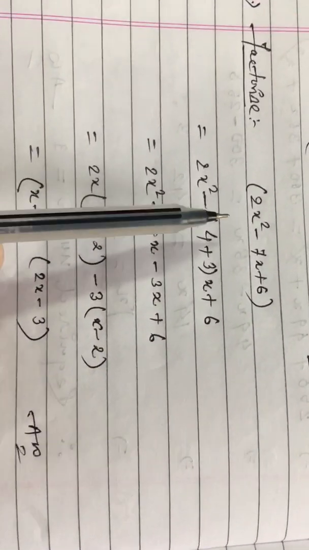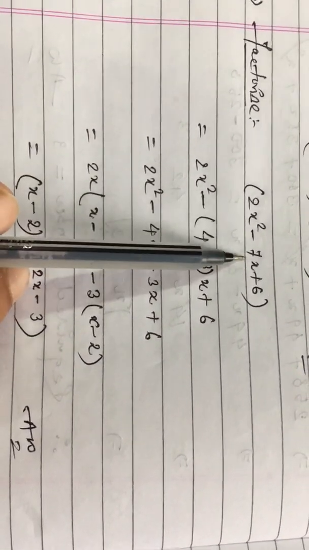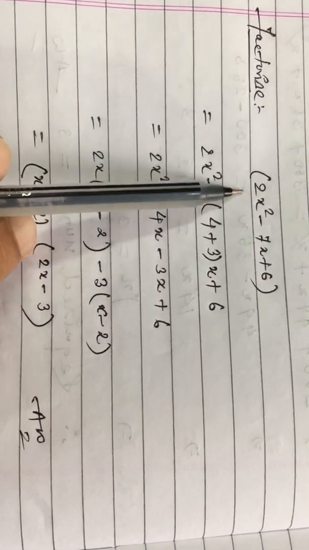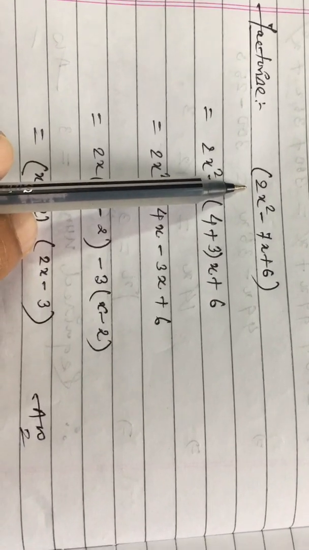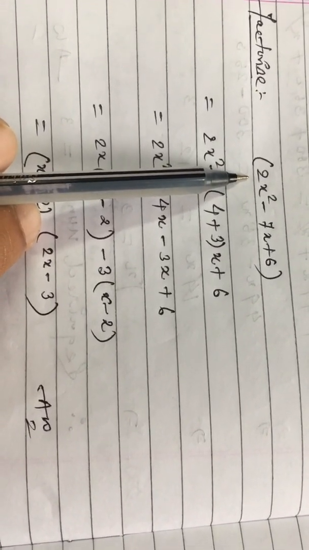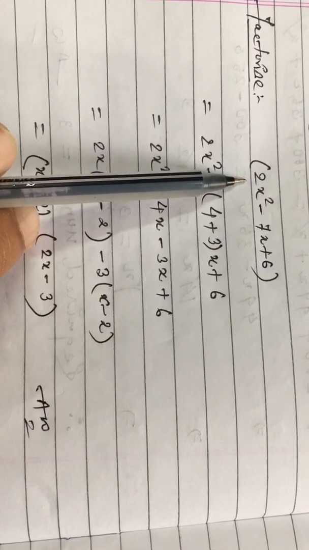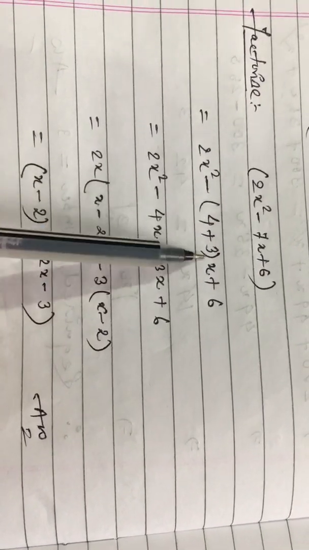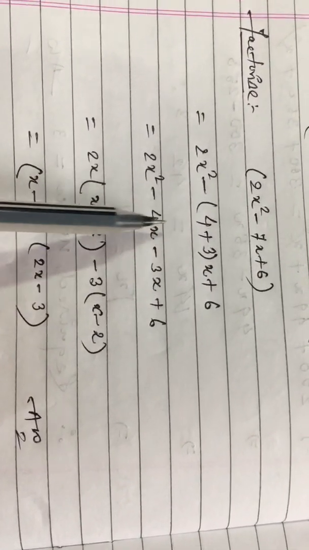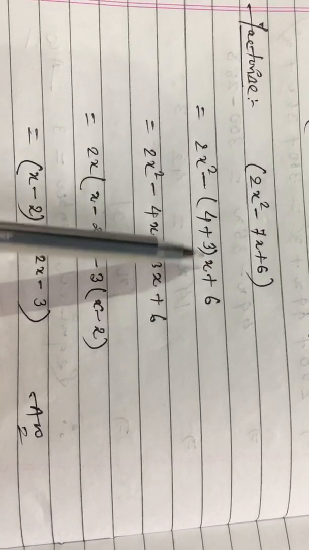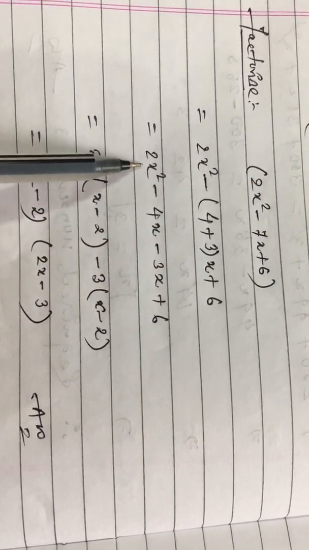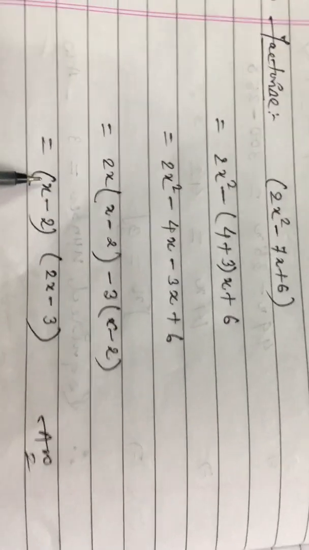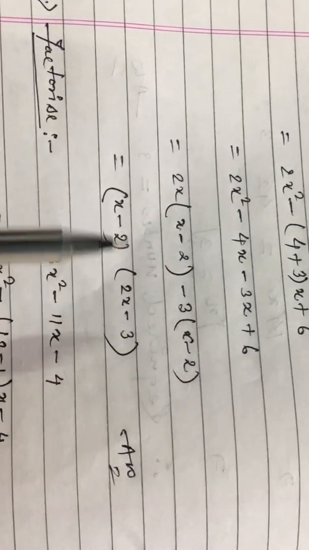Now see one more problem: 2x square minus 7x plus 6. First we multiply these two numbers, 6 into 2, that will be 12, and try to find the factors of 12. 3 fours are 12, it means 3 plus 4 is 7, and 3 into 4 is 12. So 2x square minus 4x minus 3x plus 6. 2x is the common term: 2x into x minus 2, minus 3 is the common term: minus 3 into x minus 2. So x minus 2 and 2x minus 3, this will be the answer.